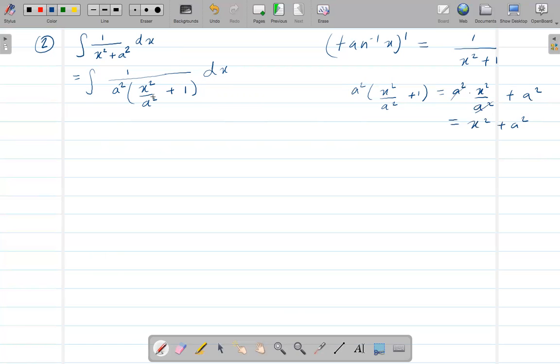Now, a squared here, a is a constant that's given. Since a is a constant, a is just some number, so I can again bring this outside the integration.